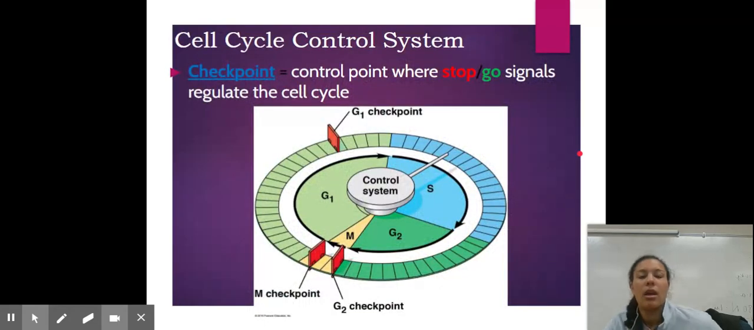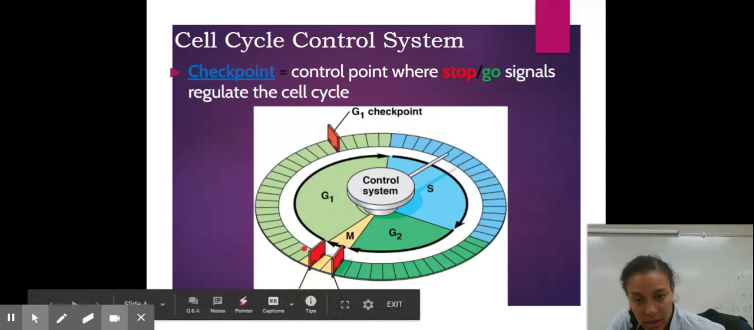So we learned about the cell cycle's control system, like that analogy of gas pedal and brake. And there are built-in checkpoints that are going to stop and regulate the cell and ensure that the cell is in good form before moving forward through the cell cycle.